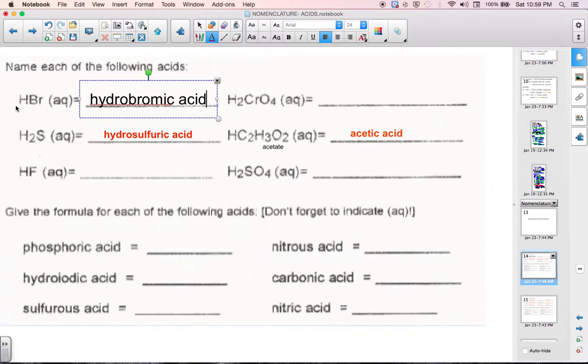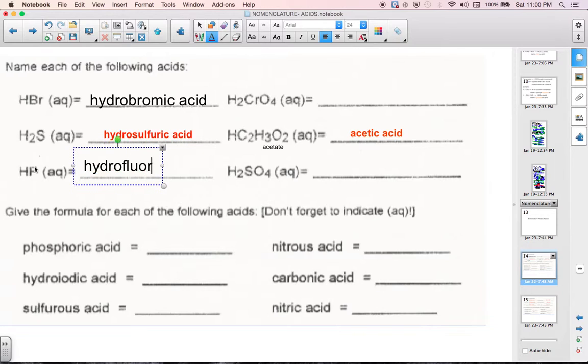If it was just hydrogen and bromine, it would just be called hydrogen bromide. But because it's hydrogen and bromine combined in its aqueous form, it's hydrobromic acid. Okay, let's try the next one. The next one is H and F. If I look at the back of the periodic table, I know that F is fluorine. So I'm going to use hydro again because it's binary. Hydrofluoric acid.